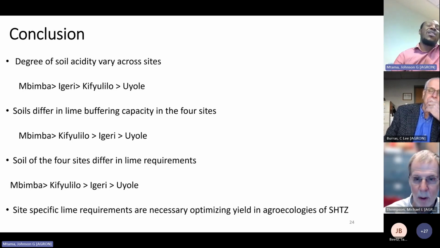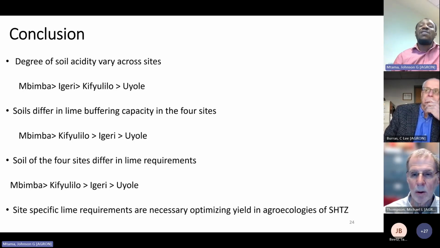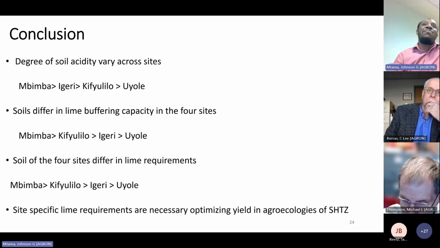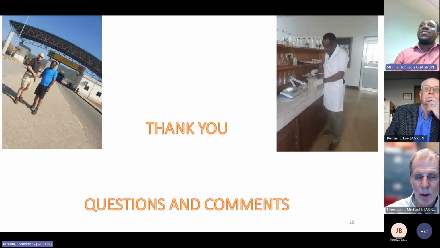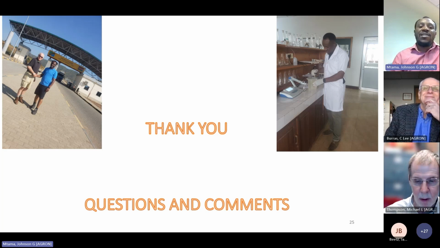Once we have one nutrient limiting, even if we have all other nutrients at the required levels, we really cannot tap the yield potential of a specific genotype or variety in that specific agroecology, unless we address that limiting nutrient in the soil system.